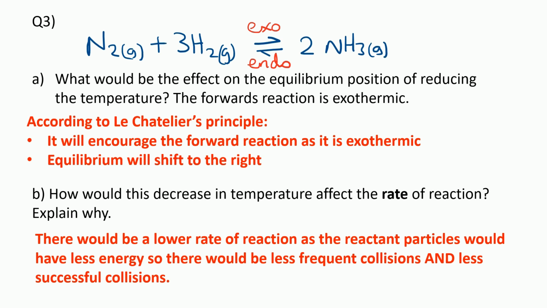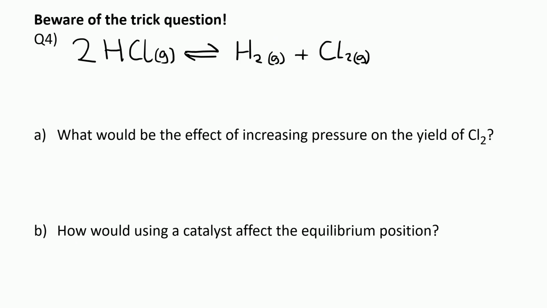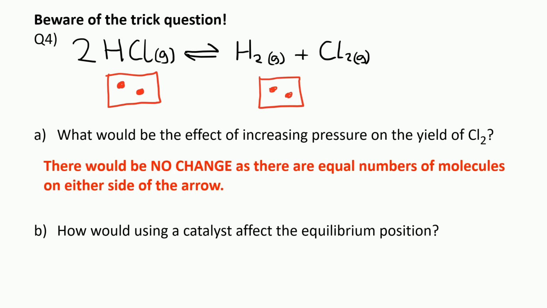Very occasionally I see this question on exam papers, and the last time it came up, even the people who ended up getting grade 9s, many of those didn't get this one right. So here's the equation. We can see it's a reversible reaction, and the question is, what would be the effect of increasing pressure on the yield of Cl2? So first of all, we draw the number of molecules on each side. We've got 2 molecules of HCl on the left, and we've got 2 molecules on the right because we've got a hydrogen molecule and a chlorine molecule. So in this case, there would be no change as there are equal numbers of molecules on each side of the arrow.